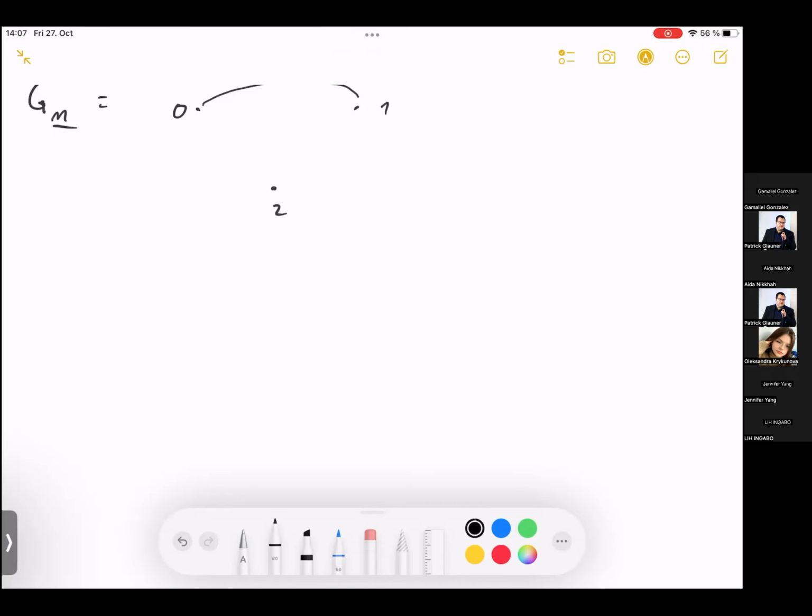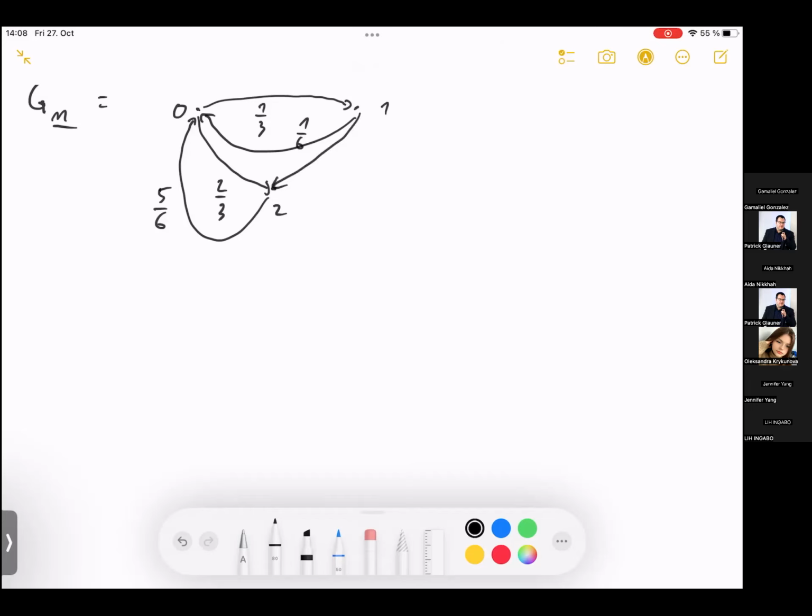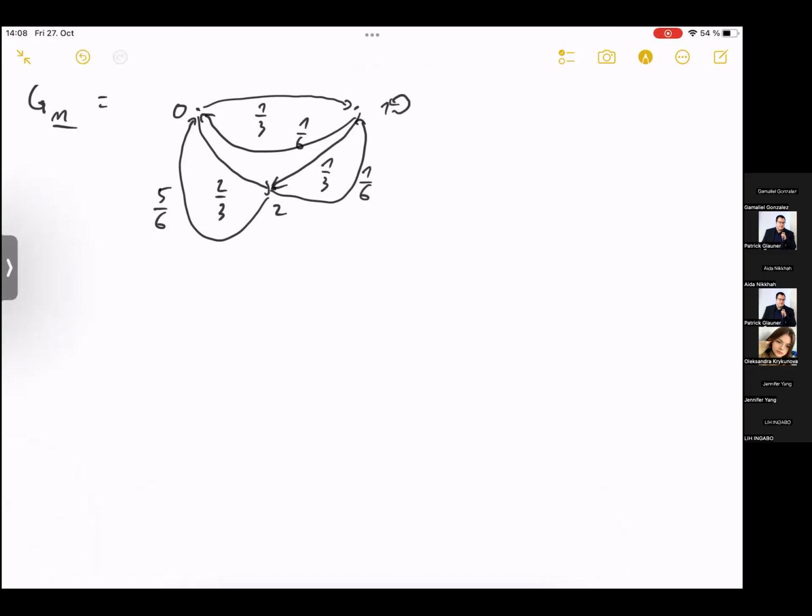And there is a 1/3 probability to go from 0 to 1. So this is a third probability, and from 1 to 0 is a 1/6 probability. From 0 to 2, it's a 2/3 probability, and from 2 to 0, it's a 5/6 probability, and from 1 to 2, the probability is a third. And then what we have left is to go from 2 to 1. Here, the probability is 1/6, and there's a circle in position 1, which is a half.